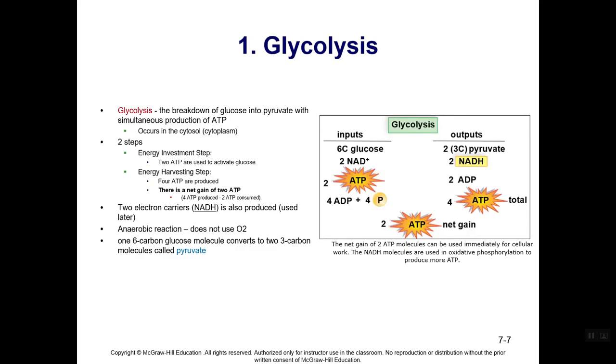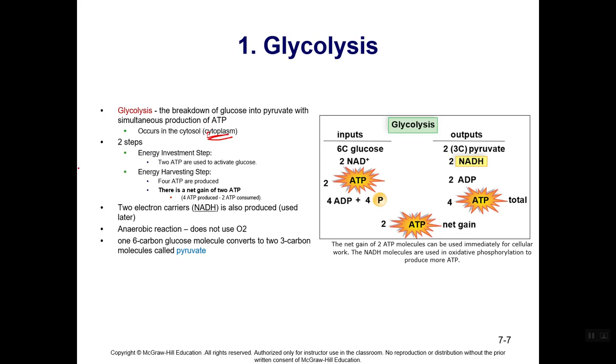The first phase, like we said, is glycolysis. Glycolysis is where we break down glucose into the first intermediate, which is pyruvate. And in glycolysis, we have simultaneous production of ATP, just a little bit, but it still does produce some. This phase occurs in the cytoplasm. All right, you need to know that as well. It occurs in the cytoplasm. So we haven't made it to the mitochondria yet.